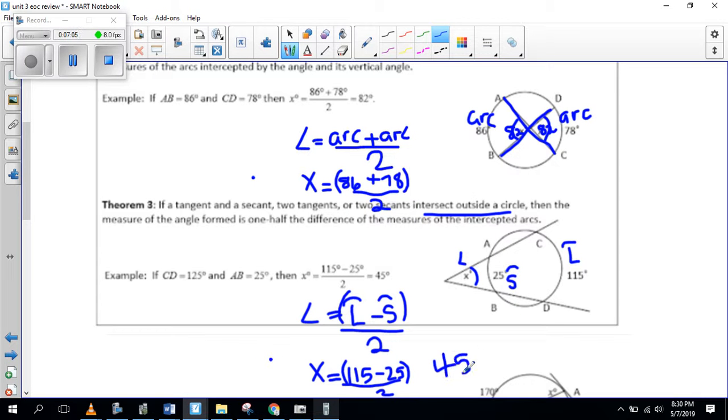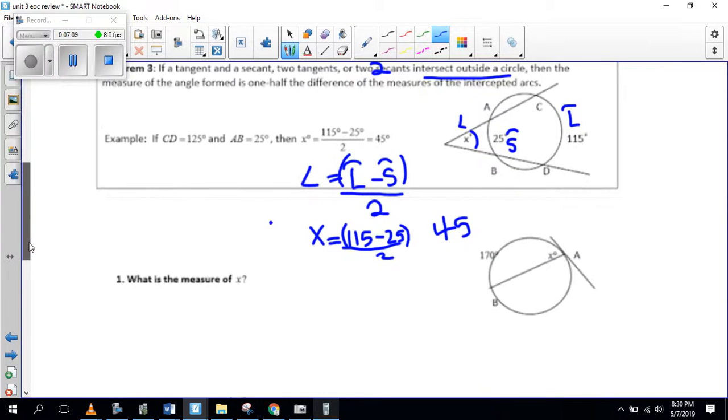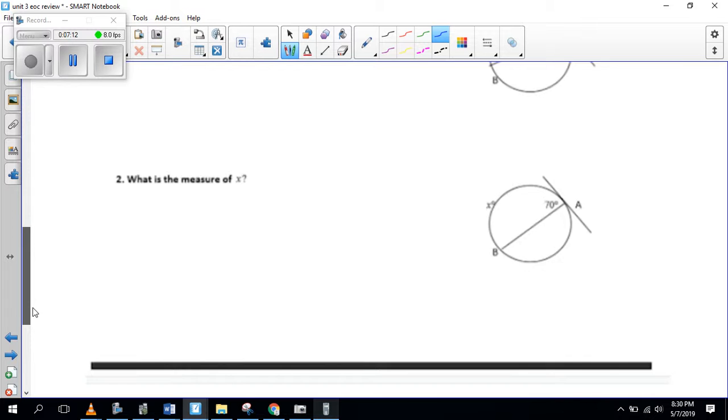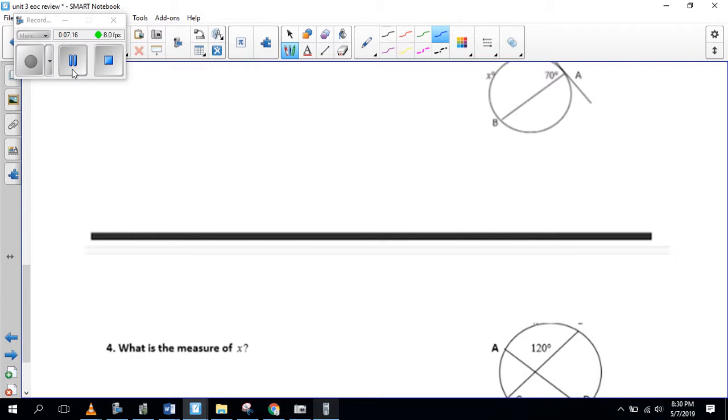So I have done an example of all the ones that you're going to have below. So use one of the 3 theorems that I just went over to complete these problems.